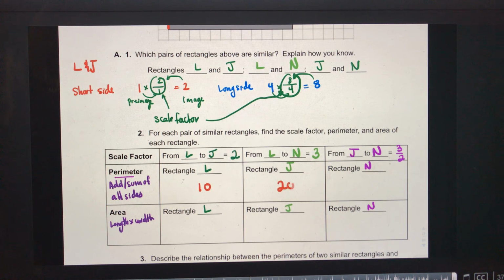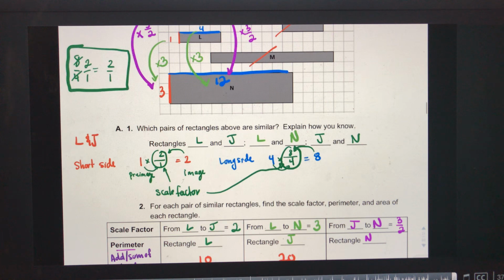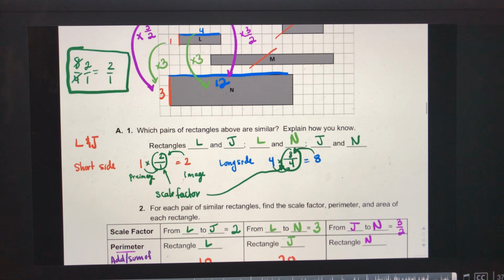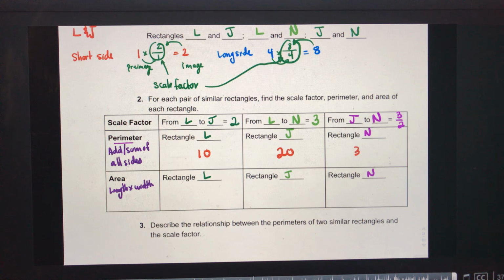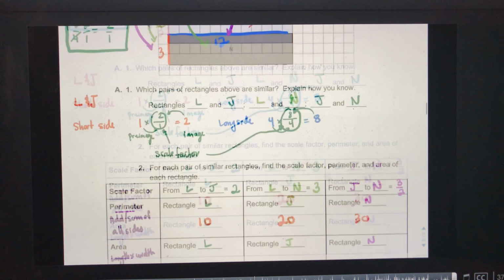This one was 20. And our largest rectangle, N, we can make a prediction. I got 12 plus 3. I should have another 12 plus 3. So 15 plus 15, that'll give me 30. All right, now let's go to the area.